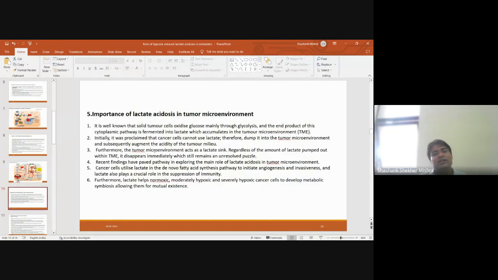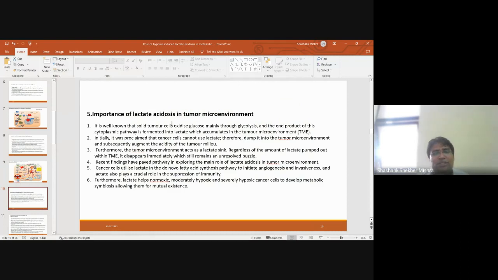The reason will be clear in this section. Various studies have reported that lactate is not just a metabolic product in the tumor microenvironment. It is more than just a metabolite. It has various roles that help it survive, and it can directly and indirectly enhance metastasis.